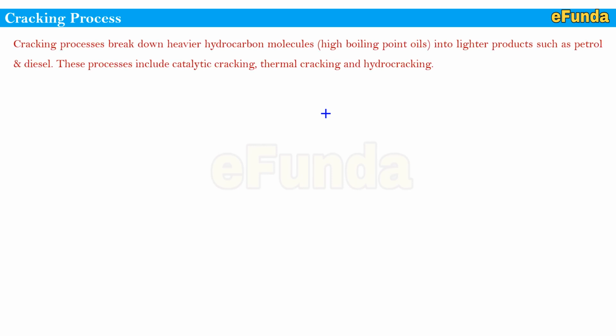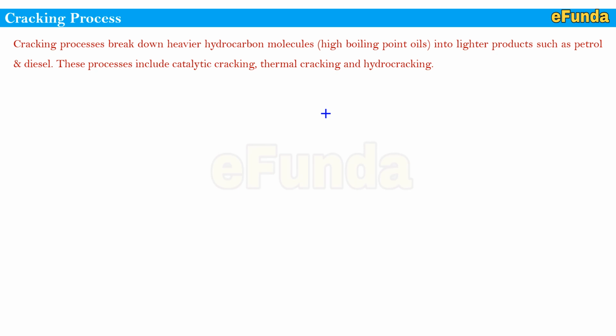Cracking process. Cracking processes break down heavier hydrocarbon molecules, that is high boiling point oils, into lighter products such as petrol and diesel. These processes include catalytic cracking, thermal cracking and hydrocracking.